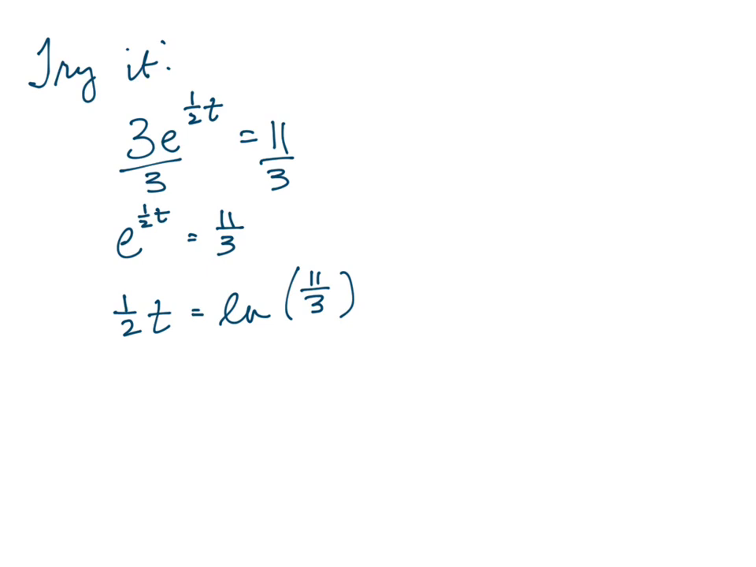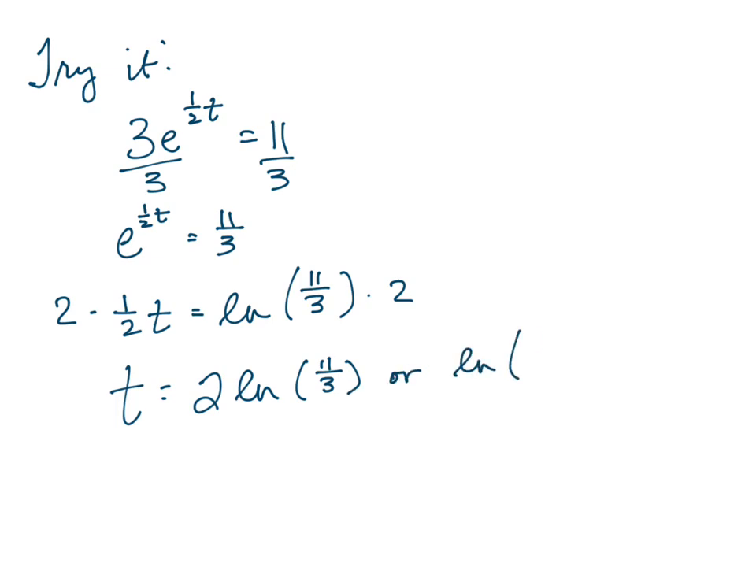So I have half t. How do I get rid of the half? You could divide by half, which is the same as multiplying by 2. So t actually equals 2 natural log of 11/3, or natural log of 11/3 squared. That could be it. Anybody have any questions here? Make sure you natural log both sides. That's going to be your issue on that kind of problem.